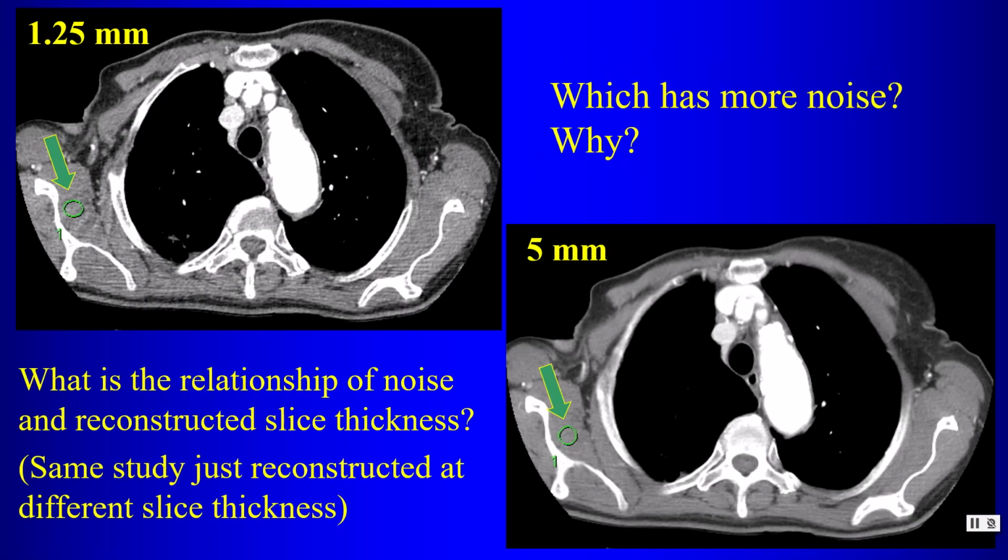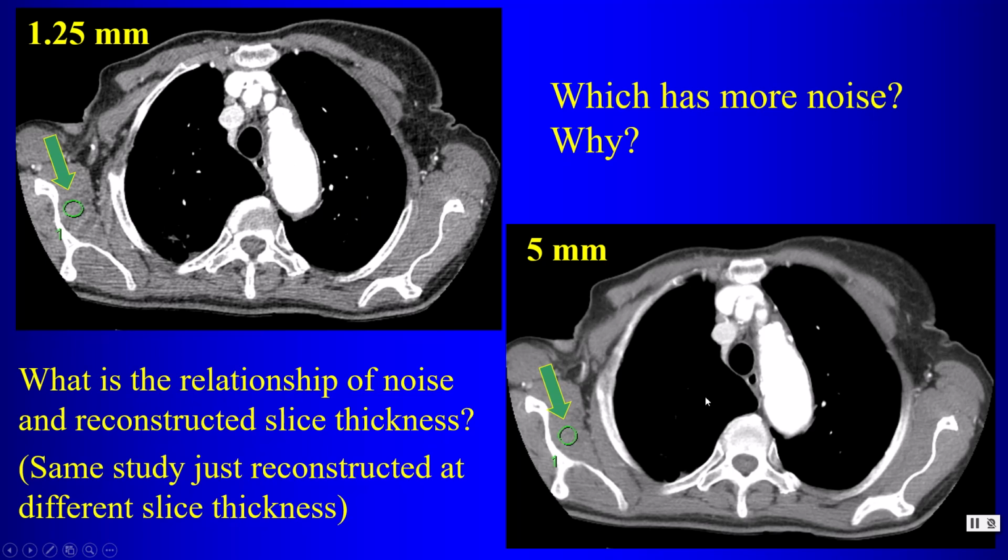Now, what about slice thickness, or reconstructed slice thickness? These are images taken from the same CT protocol, the same scan in a particular patient. We've just changed our reconstructed slice thickness. Here our reconstructed slice thickness is very thin, 1.25. Here it's 5 millimeters. Which image has more noise? Well, when we look, this image looks much grainier than this image. The thin cut here is noisier than our thick cut.